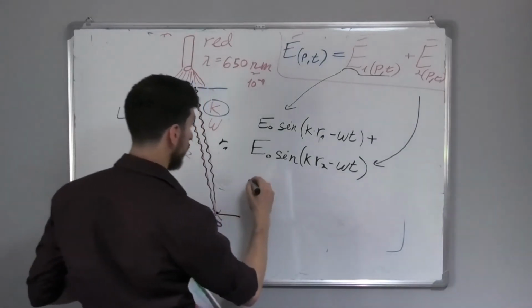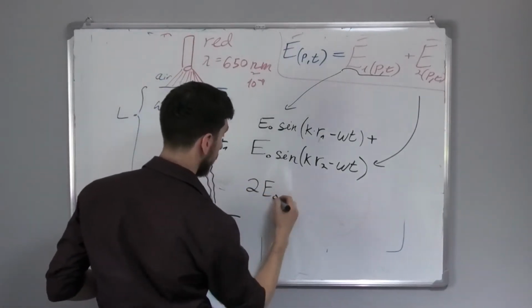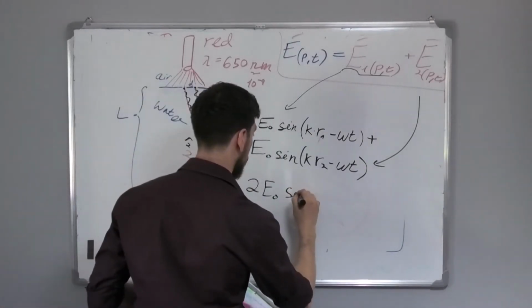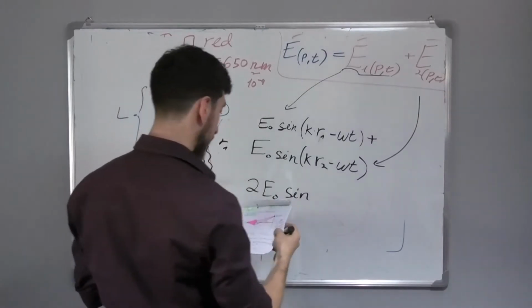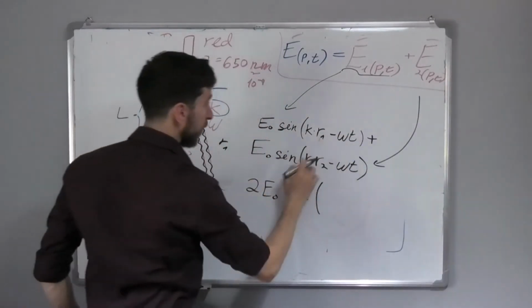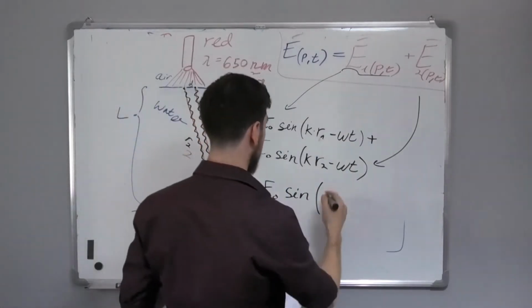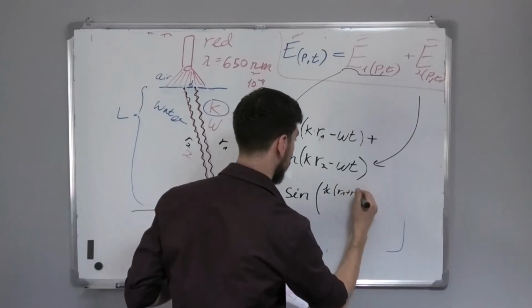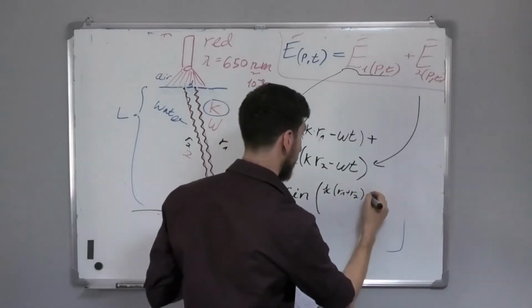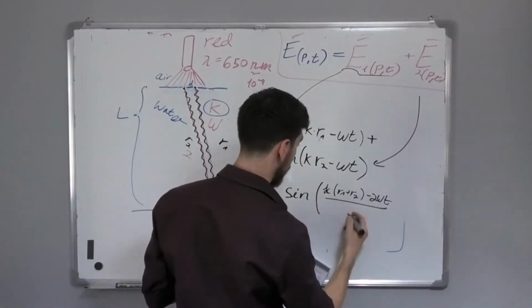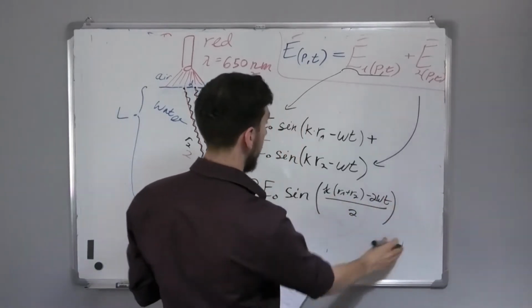And this one is equal to 2E0. That's what happens when you sum two sines. Here you're going to have the sine of the average. I'm going to sum the arguments of the two of them and divide by 2. So that gives me k, which is the same, times R1 plus R2, minus 2 omega t, divided by 2. Perfect.